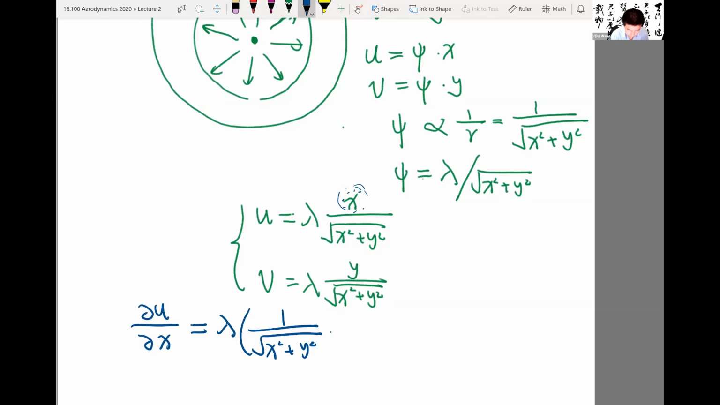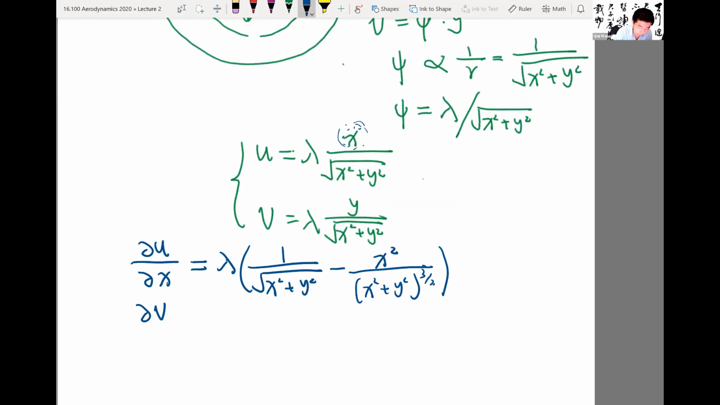And that is going to give us, if you go through all the mathematics, minus x squared, right? Because x is preserved. And then you have to take the derivative of the denominator, which is x squared plus y squared. The derivative of this with respect to x is 2x. So we have a 2x. And then the square root, we get a half. So that cancels. That's going to be divided by x squared plus y squared to the 3/2 power. Okay, so that's the x derivative of u.